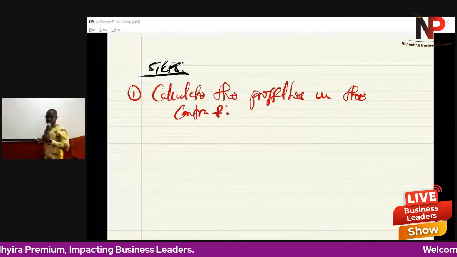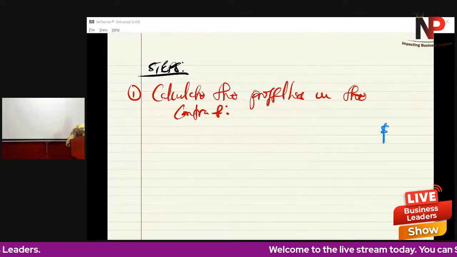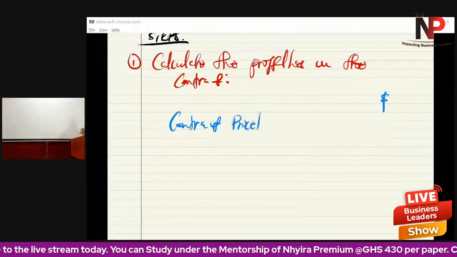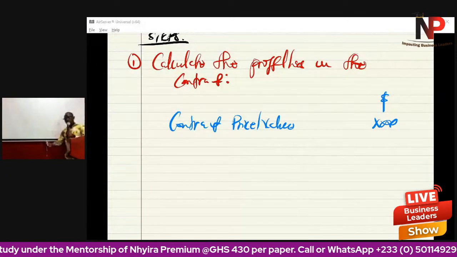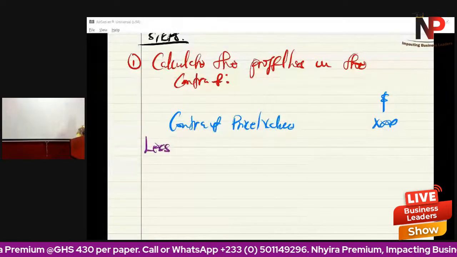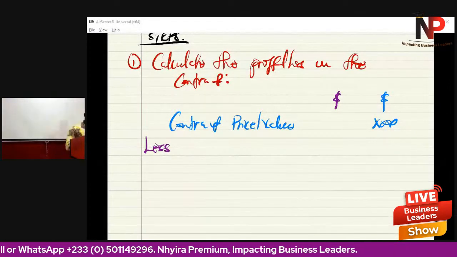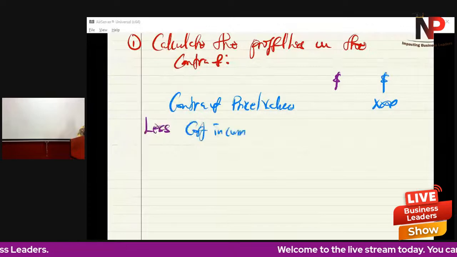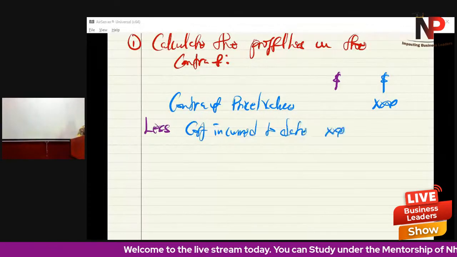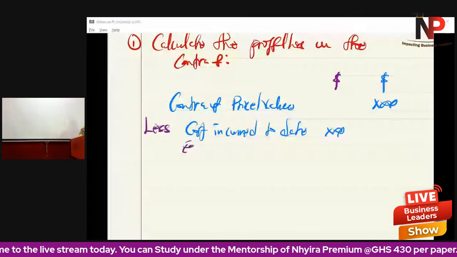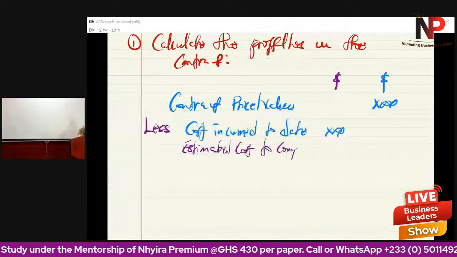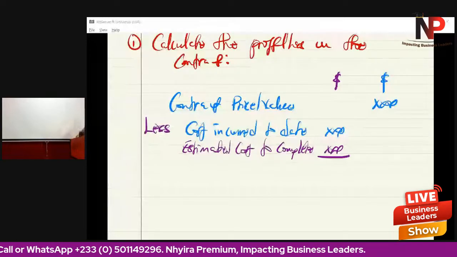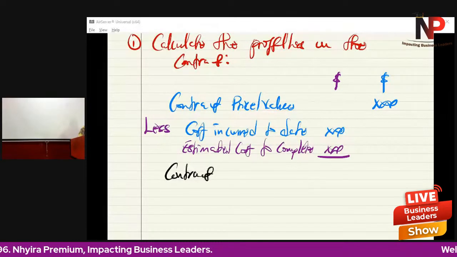Now, how do we calculate the profit or loss on the contract? Stay with me carefully here. We have the contract price coming in, which is the same as the contract value. Then we less the cost incurred to date and the estimated cost to complete. We add these two up, and that gives us the total contract cost.